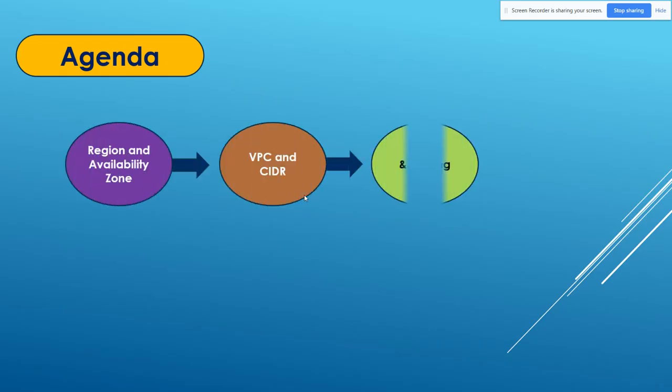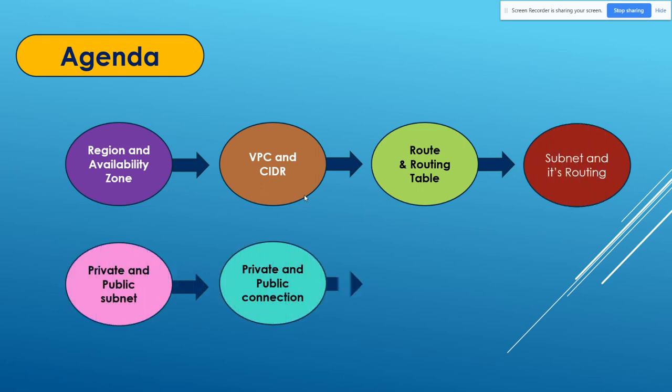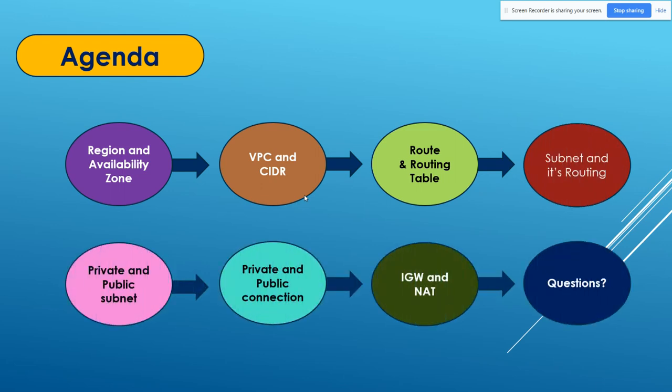In my agenda there are multiple things. The first one is regions and availability zones. VPC and CIDR, we'll talk about what they are. Then route and routing tables, subnet and its routing, private and public subnets, private and public subnet connectivity, IGW and NAT. In the last, I have prepared some questions for you, which will help you upscale your knowledge and will help with interview preparation as well. So let's not wait, guys, let's begin with the agenda.